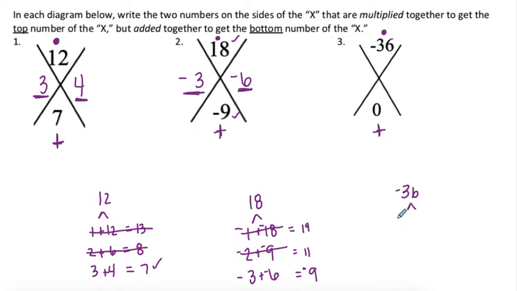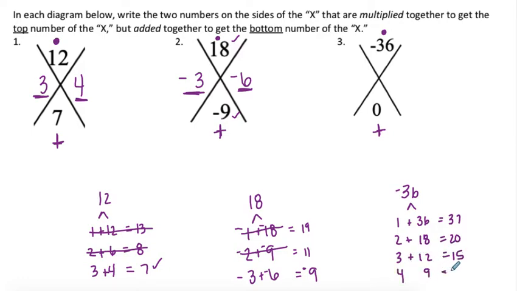Okay, so we have 1 and 36. Okay, but we want them to add to 0. Ooh, what kind of numbers add to 0? This would be 37. 2 and 18, that's 20. 3 and 12 is 15.